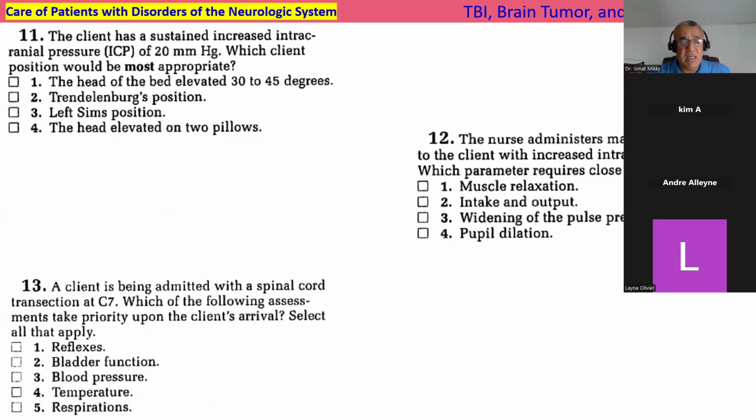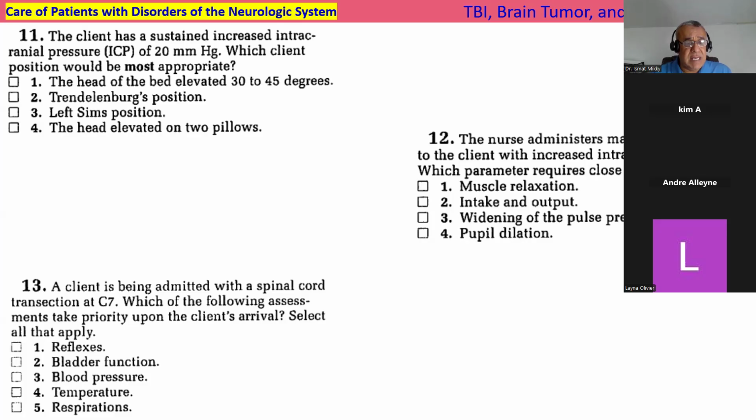Now, 13, patient admitted with a spinal cord transection at C7. Transection means the spinal cord is no longer connected. Yeah, a complete cut. It's not an injury, edema, or trauma; it's a trauma that resulted in a complete transection, meaning separation of the spinal cord.